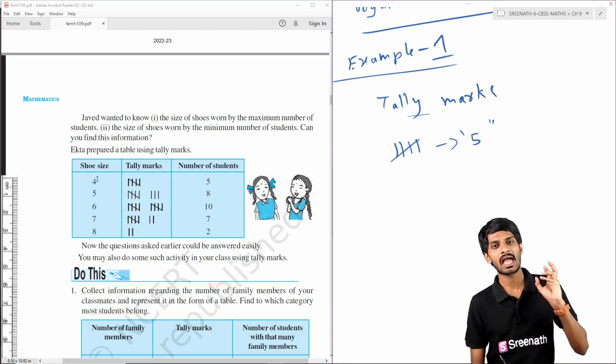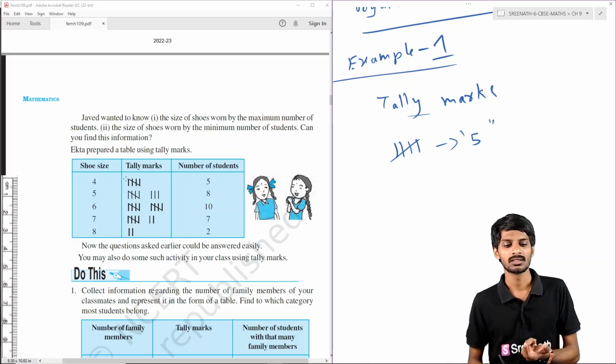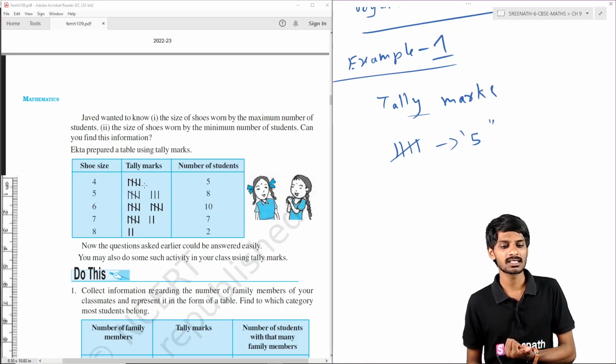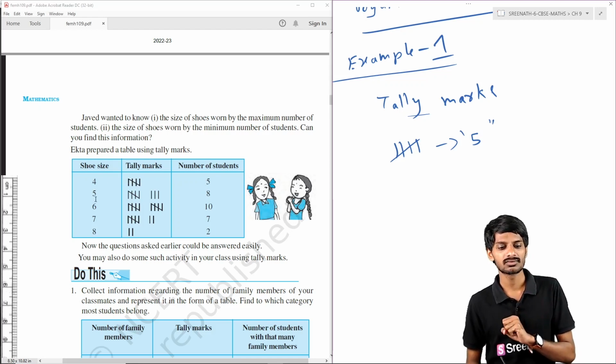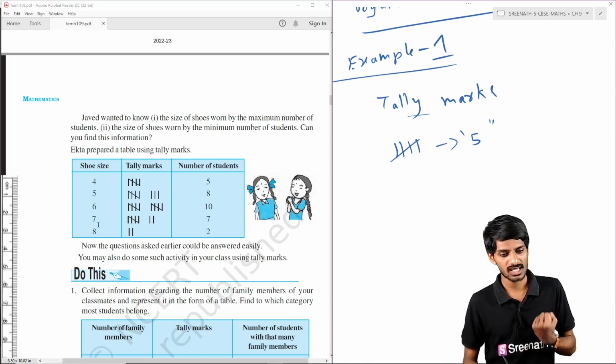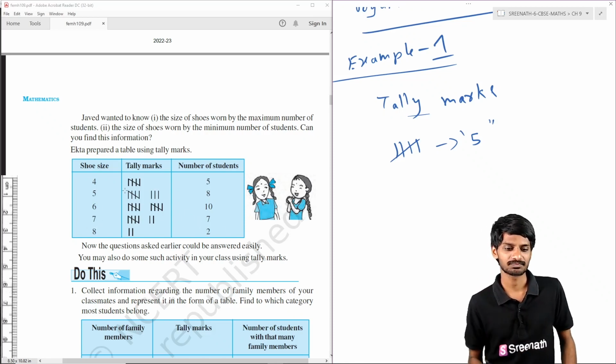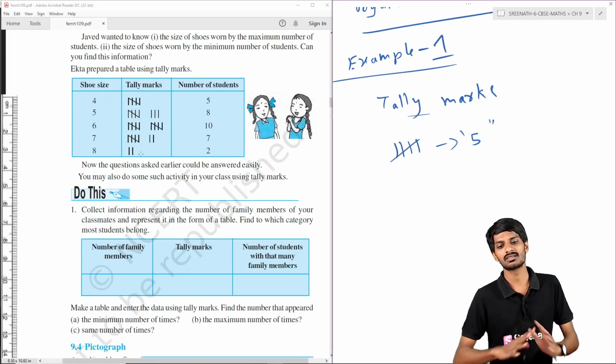how many students have shoe size 4? So the tally marks for that give the total number of students, that is 5 students want size 4, shoe size 5 is 8 students, shoe size 6 is 10 students, shoe size 7 is 7 students, and shoe size 8 is 2 students. Like that this task is going on.